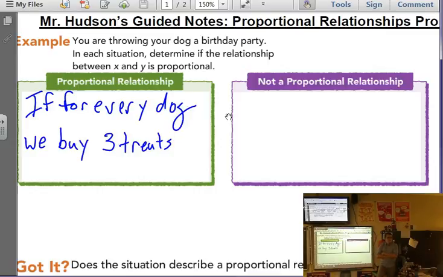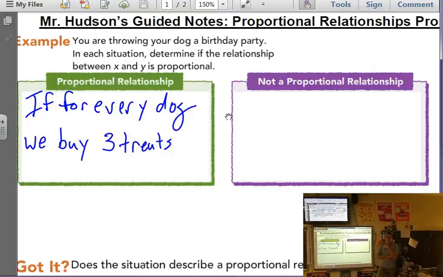Sam? For every dog, we get 3 treats plus another treat. So you mean every dog gets 4 treats? Solomon? For every dog, you get X times a number of treats. That's still proportional. It's X times the number of dogs. Julian? For every 3 dogs, you get 1 treat. That's still proportional.